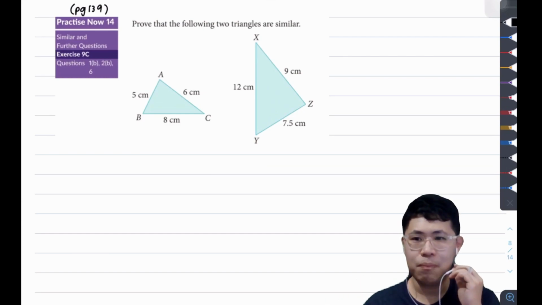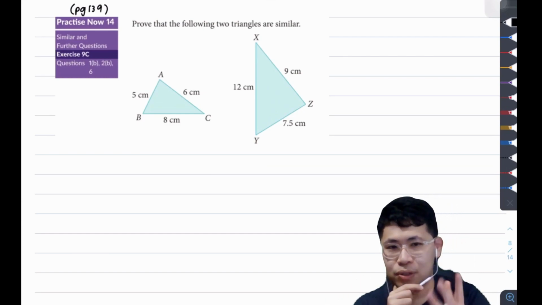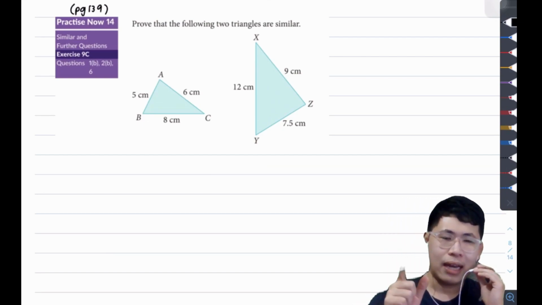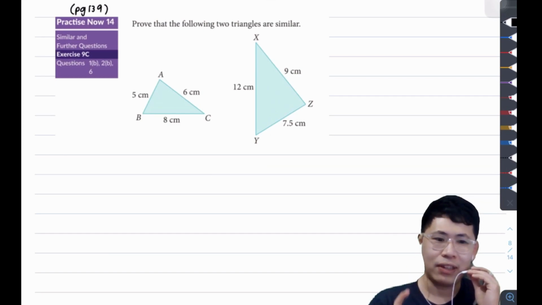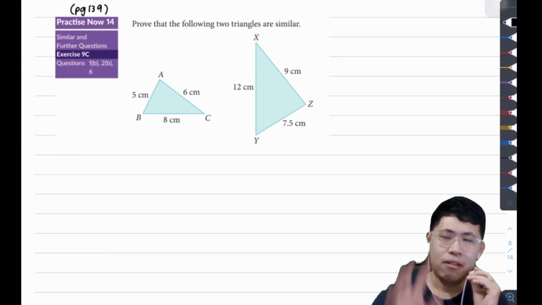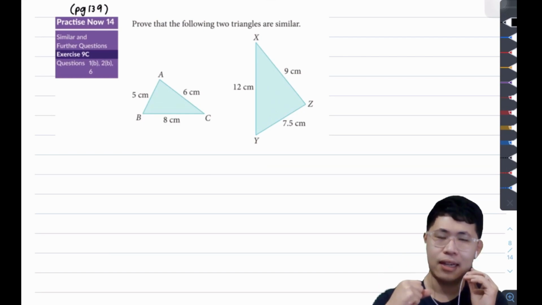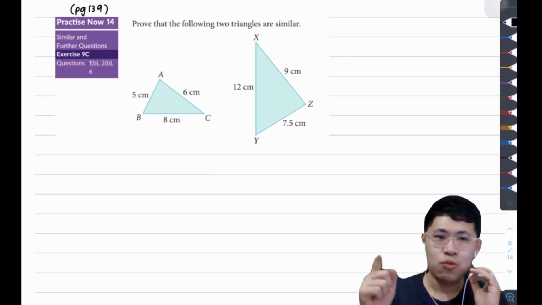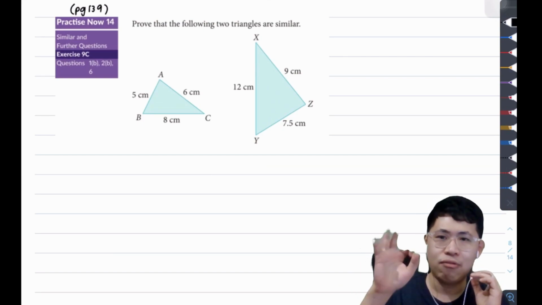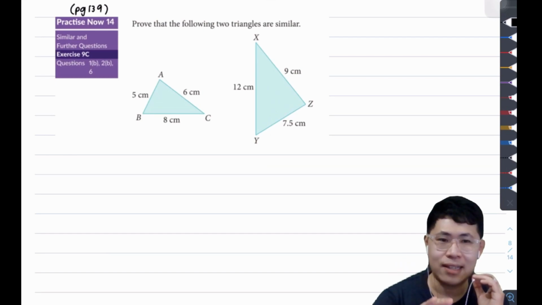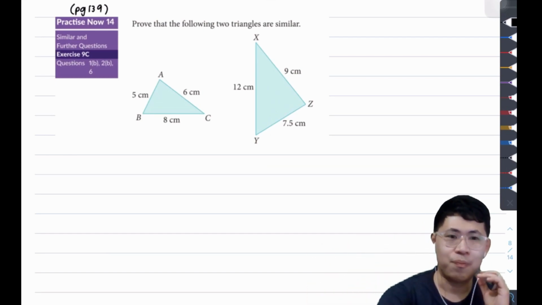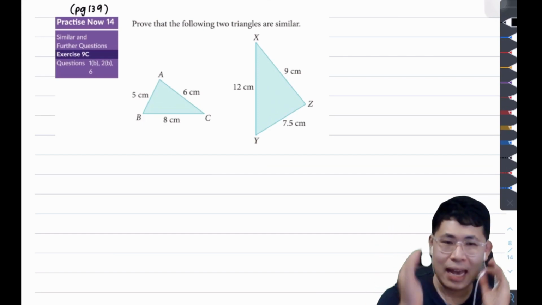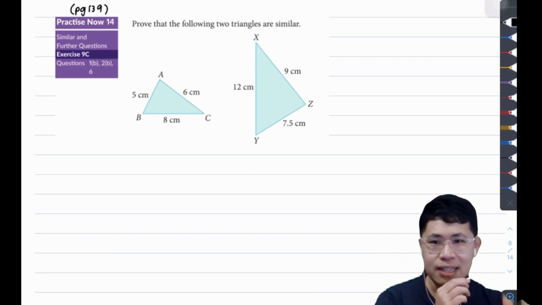Okay, in Practice Now 14, page 139, we are given 3 sides. So that means we're going to look for SSS. Now, this one I need you to pay a bit of attention. It will be different from congruence, because for congruence we just need to match and equal. For this one, we are going to look for 3 ratios of corresponding sides. First ratio, second ratio, third ratio, the ratio of sides. So that's why it's S, S, S. Ratio of sides must be equal.